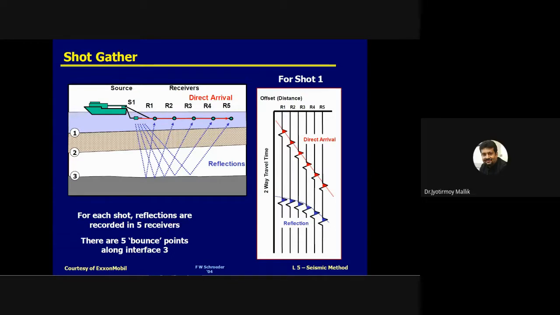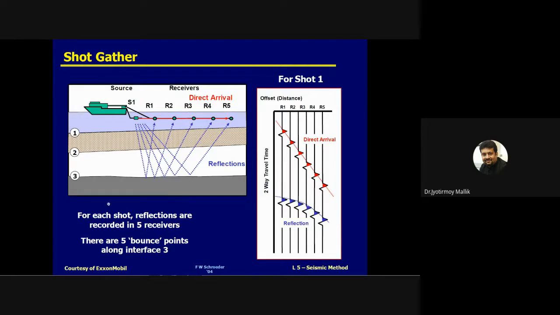Because they will be shorter, of course. Even if I consider the interface between 1 and 2, the two-way time for that will be higher than the direct arrival. Right? Yes, sir. So the first arrival I can actually remove from the data.